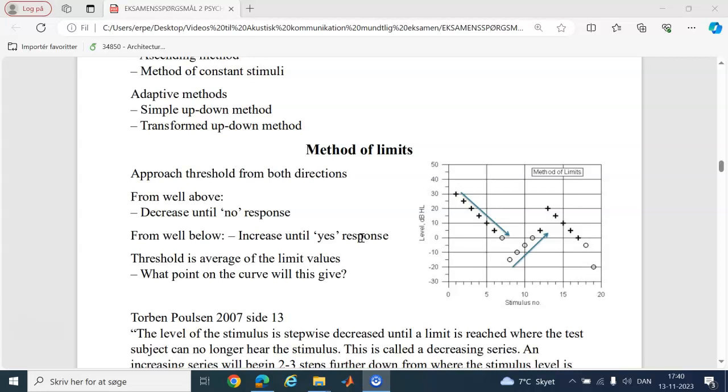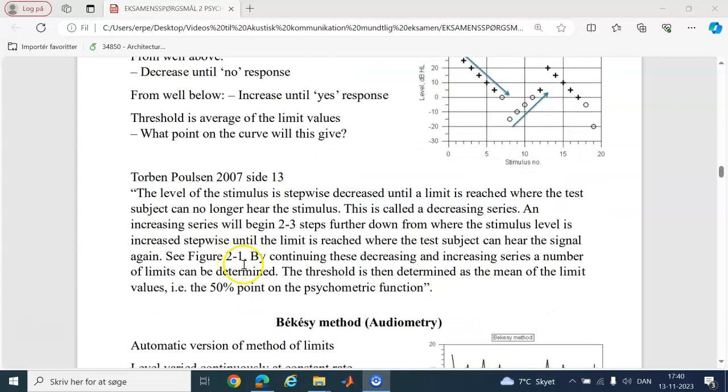First, from well above, increase until a no response. Yes, no. And from well below, increase until a yes response. No. Yes. The threshold is the average of the limit values, and it is about 50% on the psychometric function.